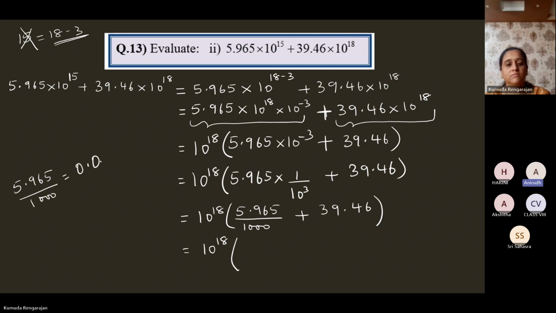0.05965. No. Shift the decimal point. 0.00. See, you'll have to shift the decimal point by 3 places to the left. 1, 2, 3. It comes here, the decimal point. So 2 zeros you should add. And it's 0.005965.